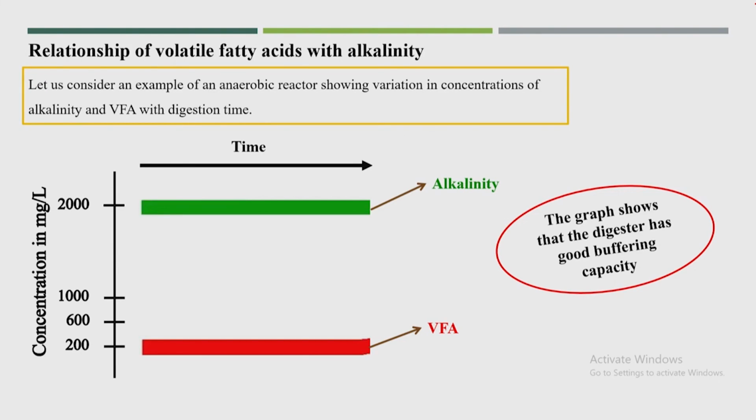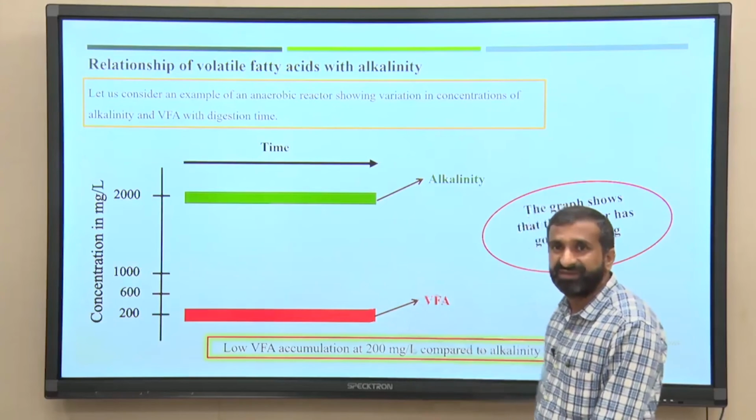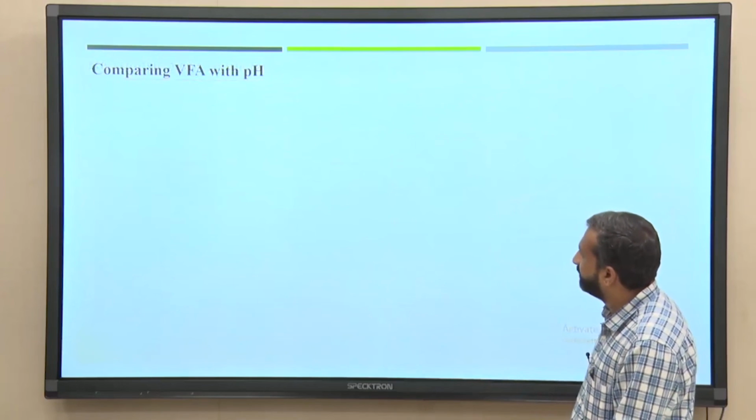This is because VFA production is less compared to alkalinity. So, there is low VFA accumulation at 200 milligram per liter compared to an alkalinity of 2000 milligram per liter. So, now we can understand the reactor has a very good buffering capacity.